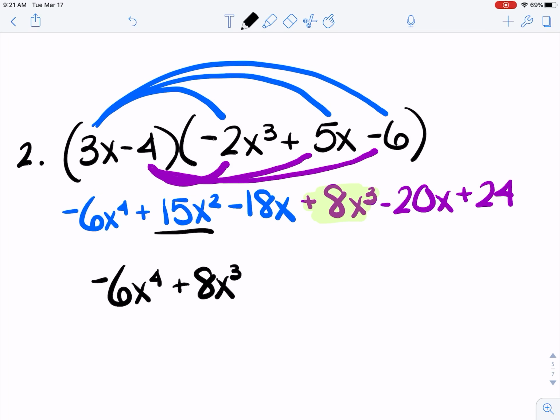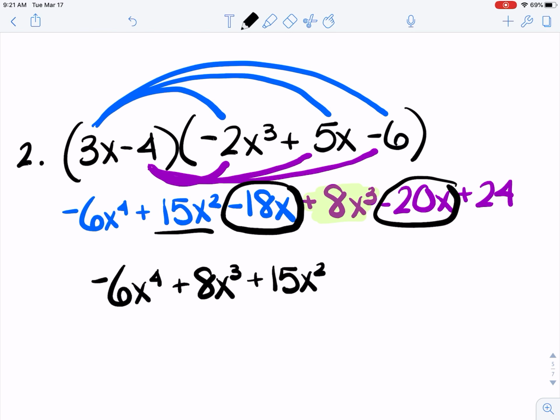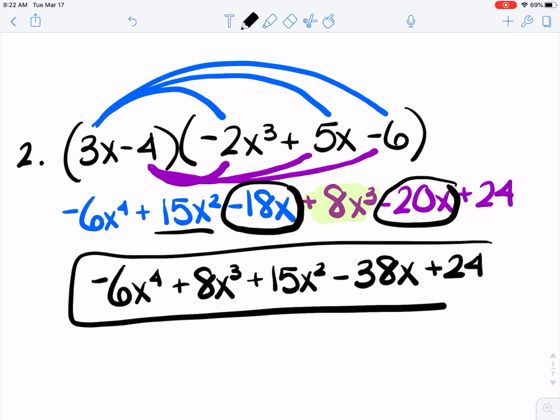I also only have one with an x squared. I have negative 18x and negative 20x, which gives me negative 38x. And then the constant of 24 is all by itself. Rather long one. These are longer. The more terms you have to multiply, the longer the answers are going to be.